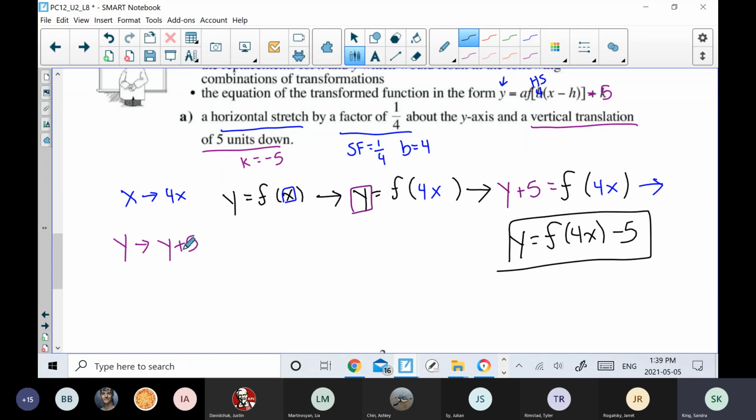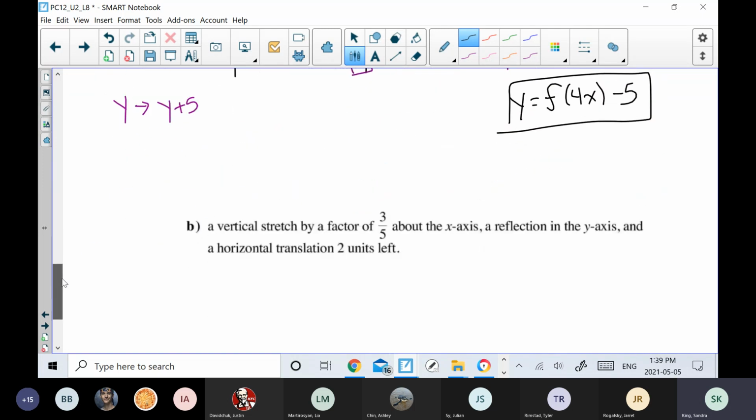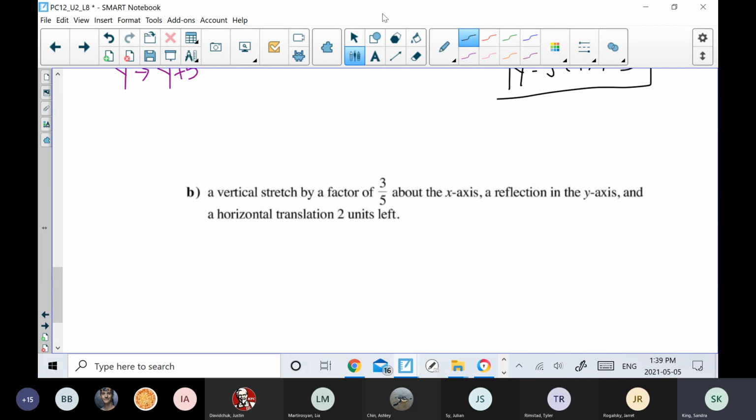Let's do the exact same thing for B. They're just going to give me different things that are happening. So this vertical stretch factor of 3/5. So you have to say to yourself, what parameter is that, right? And then what's the replacement? So just to sort of visualize this, we know that this is y is equal to f of x, right? That's what we're going to be given.